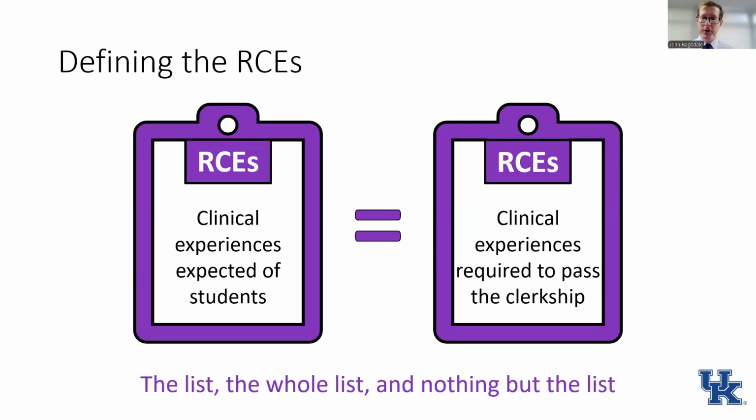To borrow language from TV dramas where they're swearing in witnesses, the RCE list should be the list, the whole list, and nothing but the list. Meaning everything on that list is required and is expected of students. And there's nothing beyond that that's expected of students and nothing beyond that that's required. So students have to achieve the whole list, and the whole list is the complete list of everything that's expected and required.